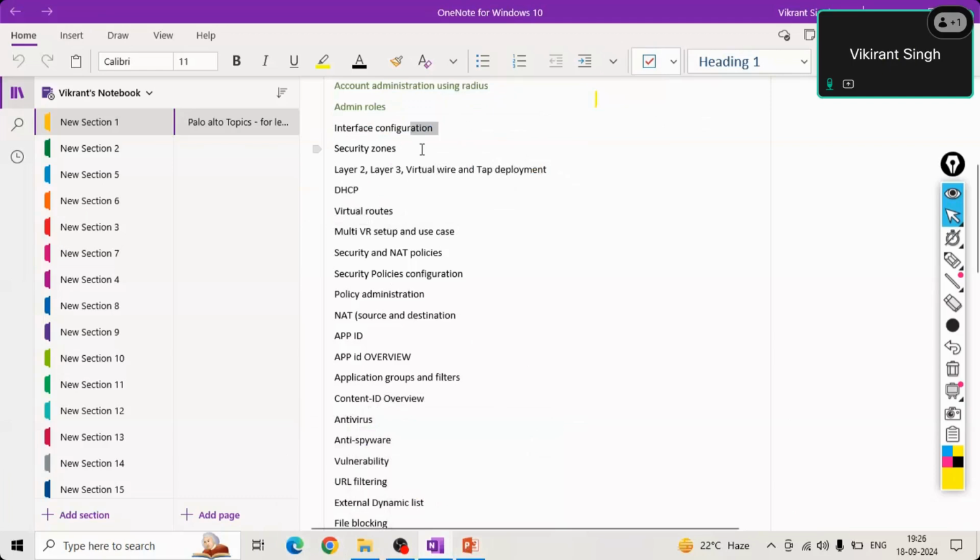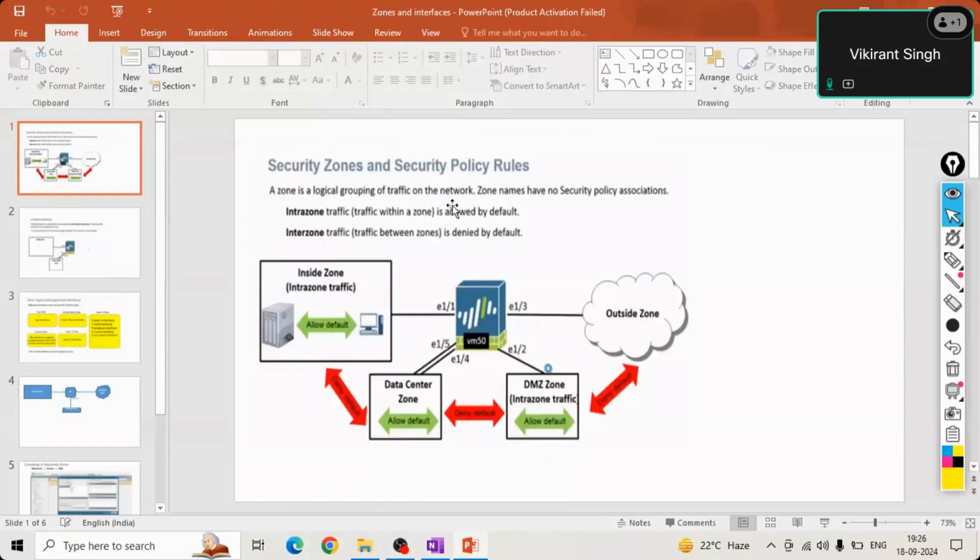How many security zones there are, how we can configure security zones, and why they are needed. We will also learn interface configuration, how to configure interfaces in the lab, as well as check a few theories about it. So let me just start from the security zones.